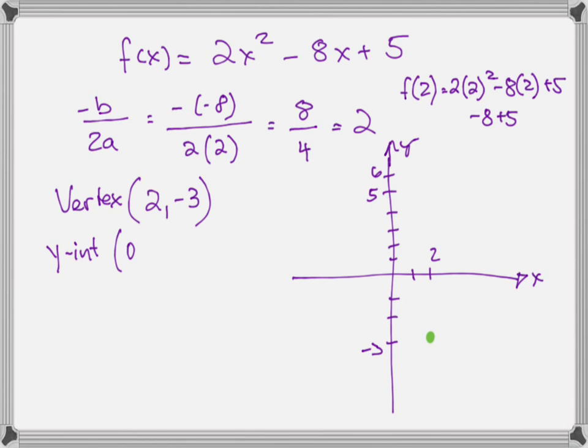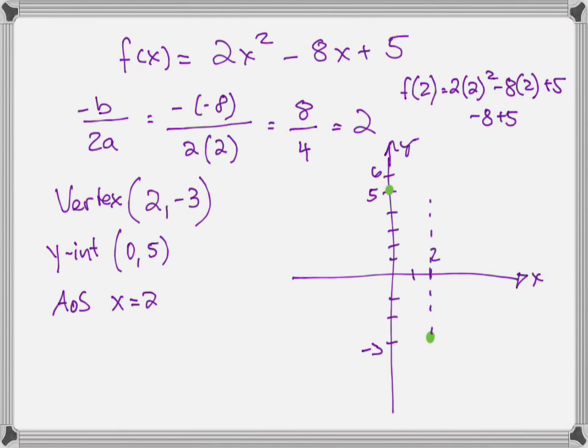You have to plug in 0. Right? 5. If x is 0, then all the x's go away. All you have left is 5. So 0, 5 is 1 point. What is the AOS?